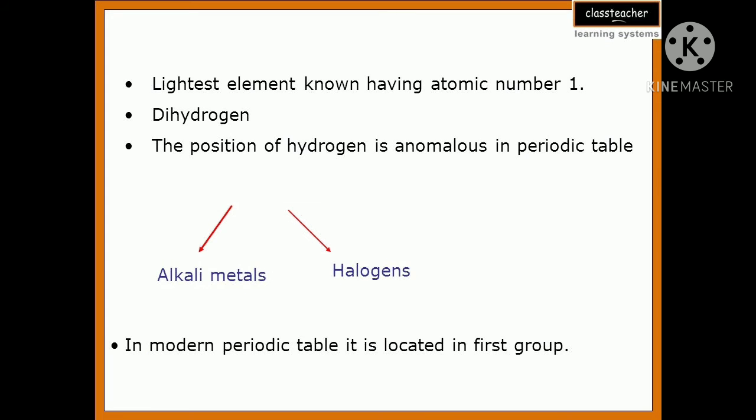Here again in the diagram we can see hydrogen, the lightest element having atomic number 1, then again dihydrogen containing two atoms in one molecule and represented as H2. Then the position of hydrogen is anomalous in the periodic table, with alkali metals and halogens. Again, in the modern periodic table it is placed in the first group.